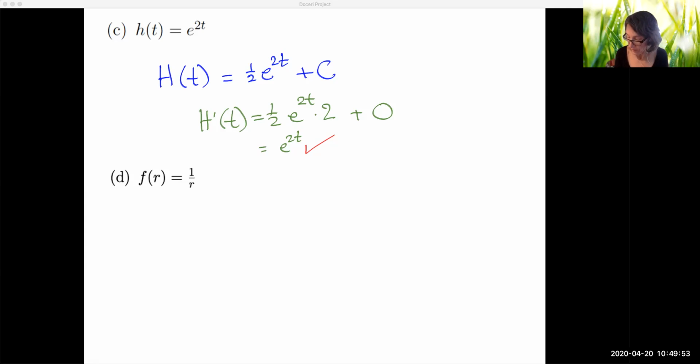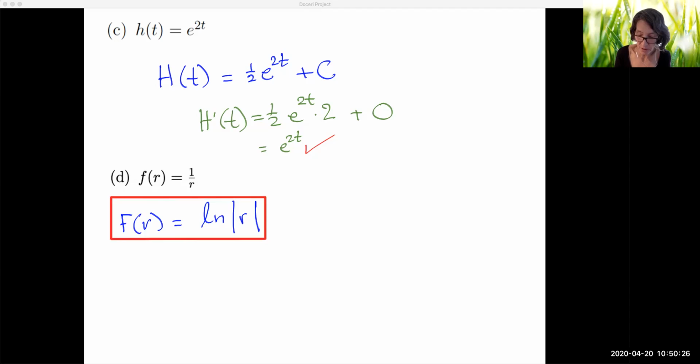Now F, this one is really important, and there may be some people that did it but didn't get the right answer. So make sure you understand what I'm doing here. The answer here should be capital F of R is equal to the natural log of not just R, but the absolute value of R. And I'm going to show you why this works.